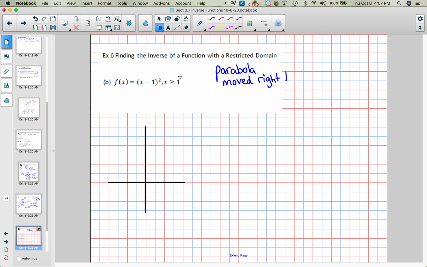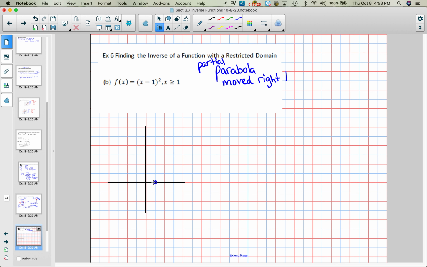But we've had a restriction placed on it, so that we only want the values x greater than or equal to 1. So it's going to be kind of, I guess let's call it a partial parabola, and that's going to make it be a one-to-one function. So the vertex would have been at 0, 0, but it moved to the right one, so that's actually this point right here, 1, 0.